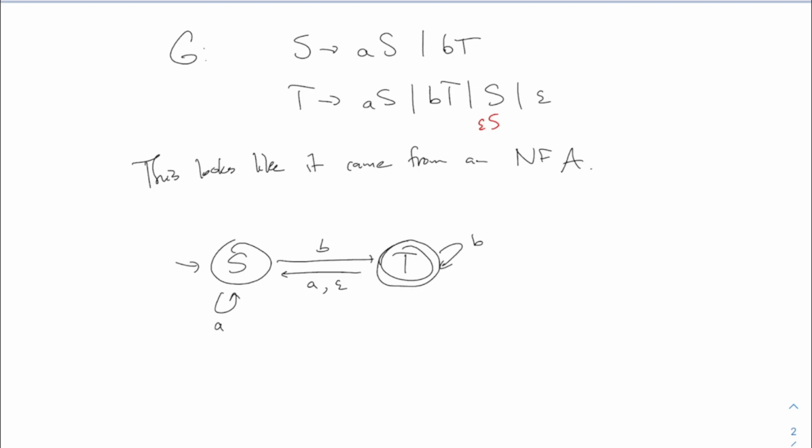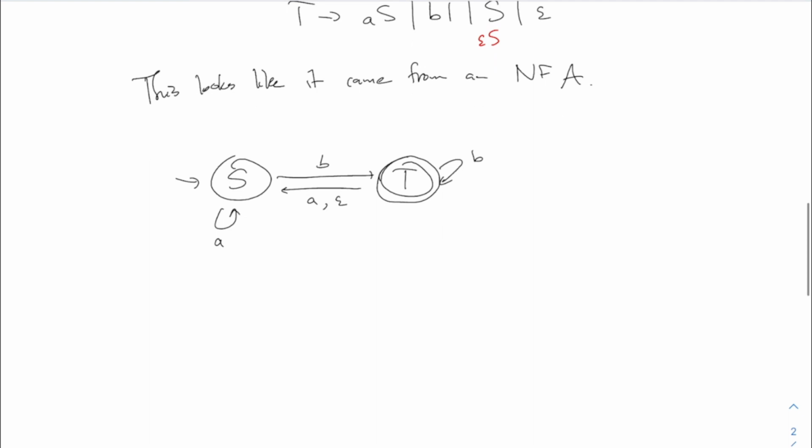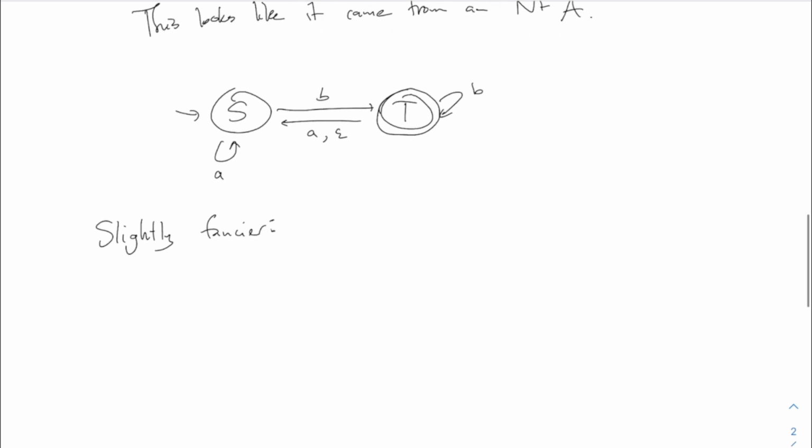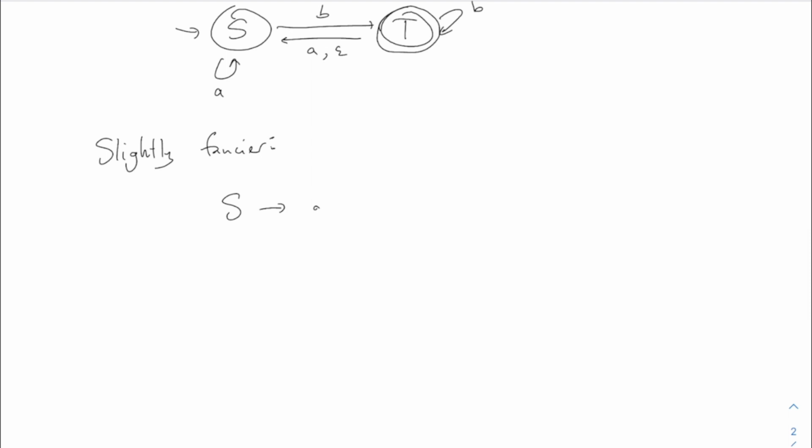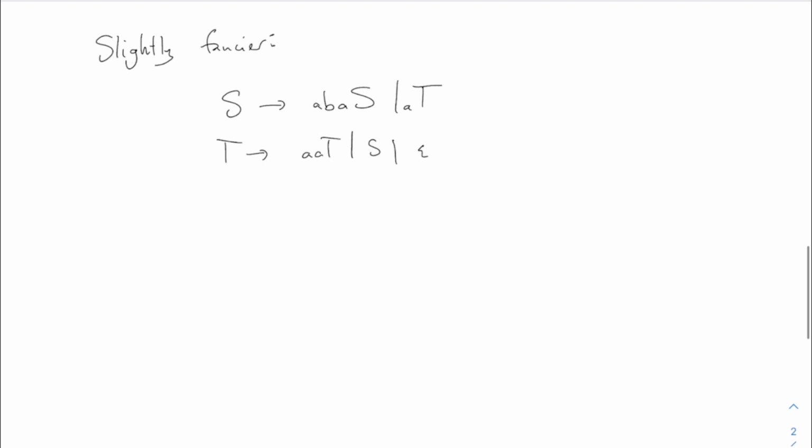All right. You can do this with slightly fancier ones. I got one of these, and then I got one for you to try. How about this one? S goes to ABAS or AT. T goes to AAT, or S, or epsilon. This looks kind of like the other one, only some of the productions here don't just have one letter in front. They have several letters, like ABAS.